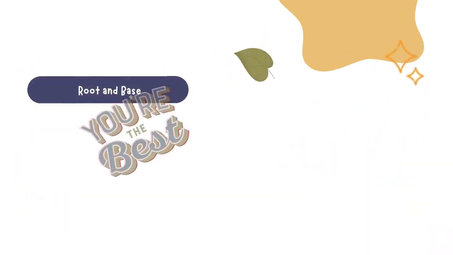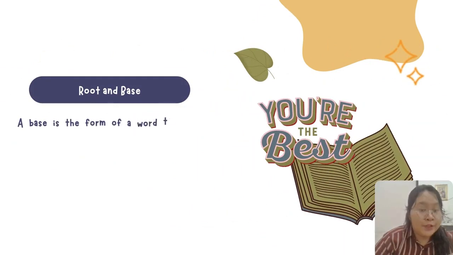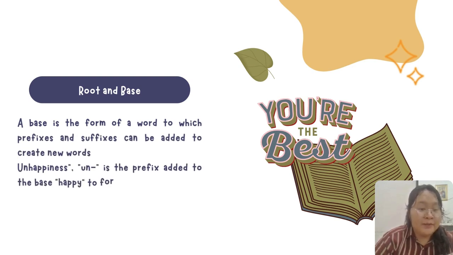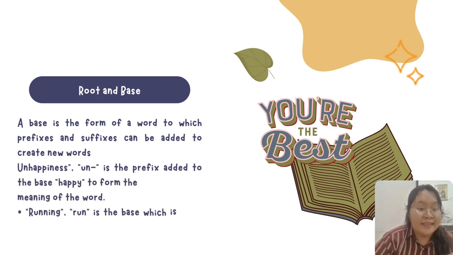This one is base. The base is the form of a word to which a prefix and suffix can be added to create a new word. For example, unhappiness. Un is the prefix added to the base, happy, to form the meaning of the word. Running: run is the base, which is given the affix ing behind it to form the verb.